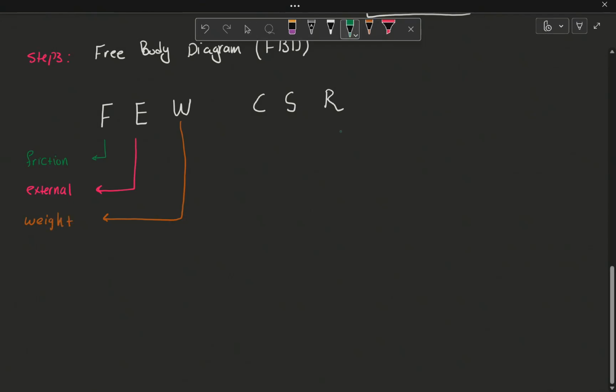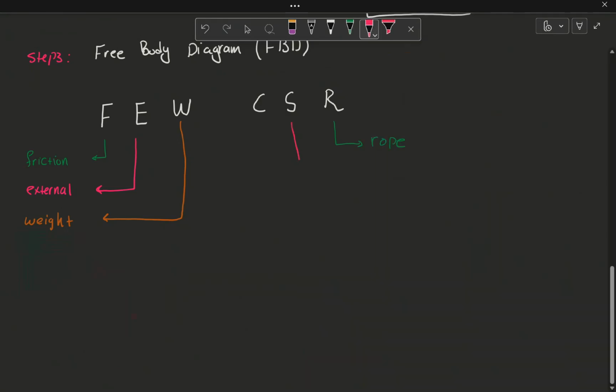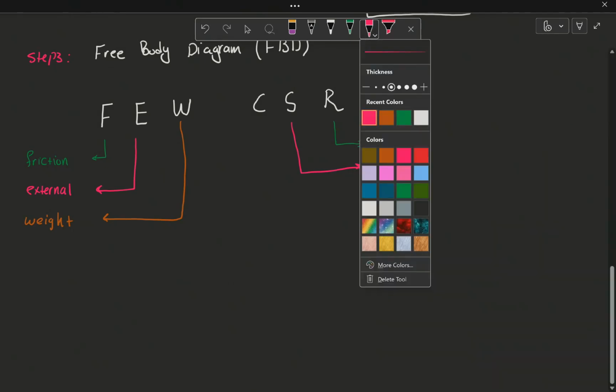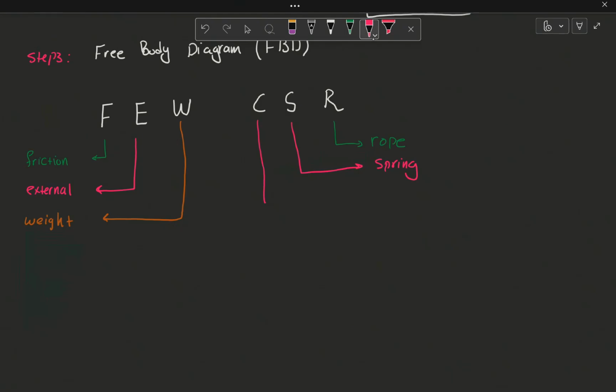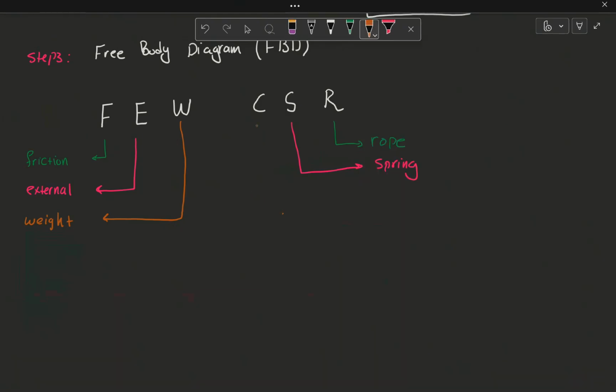What is R here? R is the rope force, the force that comes from ropes. What is S here? It's your spring force. And what is C here? It is the contact force.